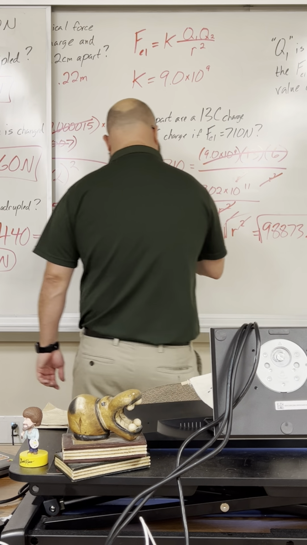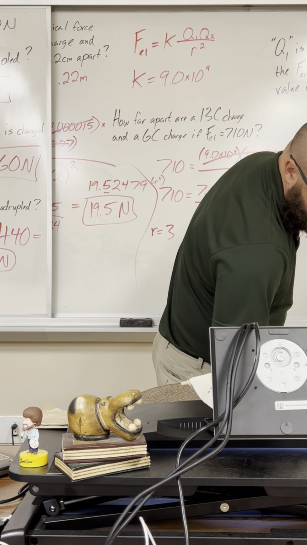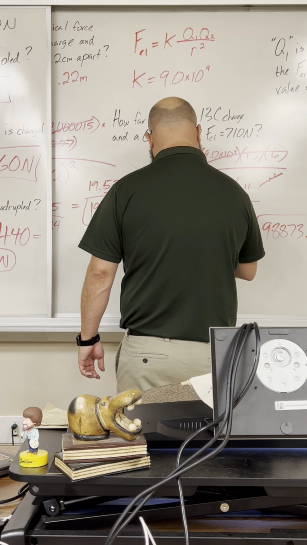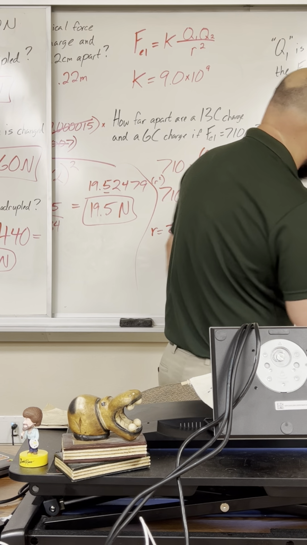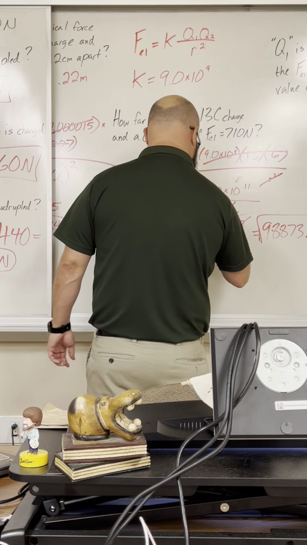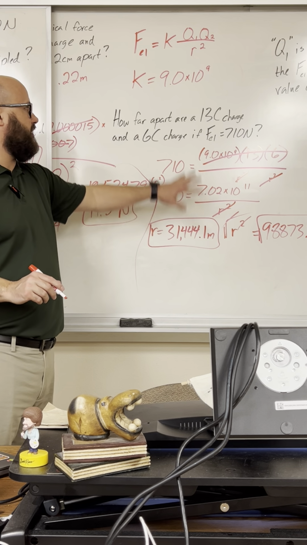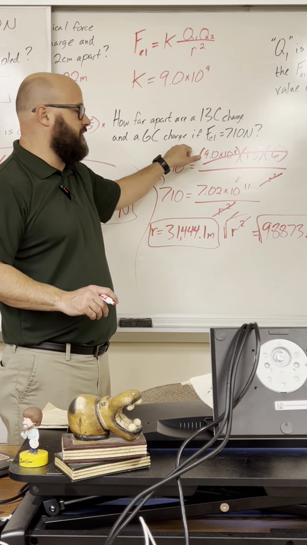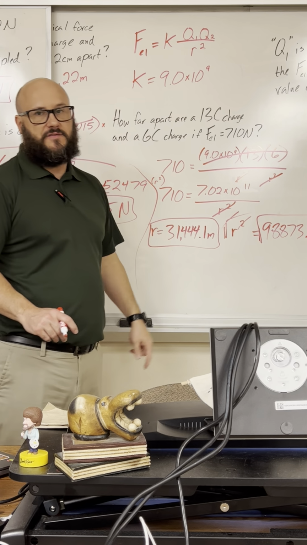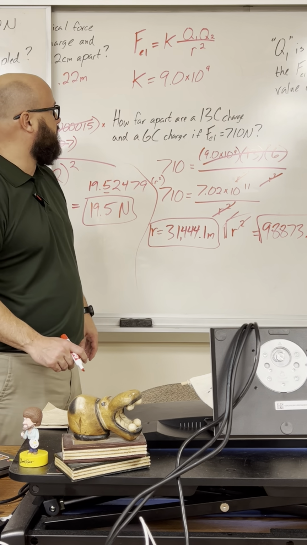We end up with R equals 31,444.1 meters. Okay, so that's part 2. If you're solving for R, line everything up, do your algebra, and then don't forget at the end, you have to take the square root of whatever your final simplified answer is going to be.